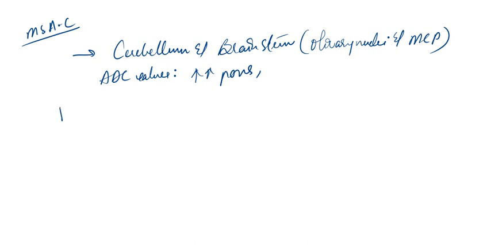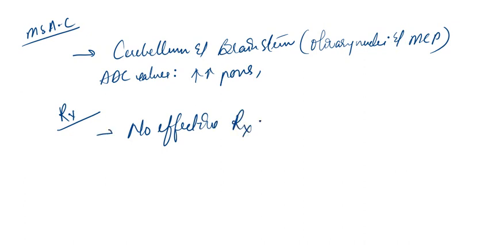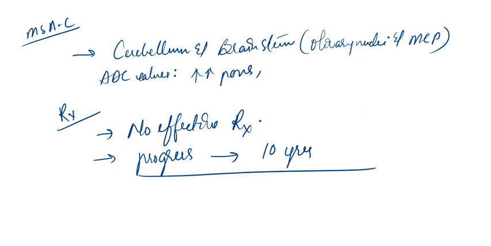Now the most important one is, what is the treatment and prognosis? See, there is no effective treatment for multiple system atrophy. Always remember, no effective treatment. And if you ask me what the prognosis is, it is very simple. The disease keeps progressing and death usually occurs within a range of 10 years. Now this is all about MSA. Okay, thank you.